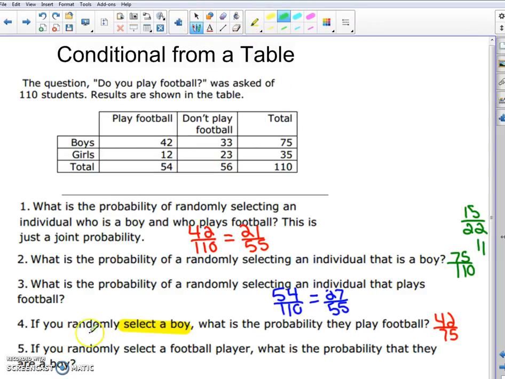Alright, so the second problem says if you randomly select a football player. So in this case, I only care about football players. Alright, so let's look up here. These are the ones that play football. Right? Out of the football players, how many of them are a boy? So we're going to come over here, look at football. There's the boys that play football. So we got 42 out of our total football players, which is 54. And there's your conditional probability for number 5, 42 out of 54. And that number does reduce, so make sure you reduce it. I'm not going to reduce it here, but I'll leave that one for you.